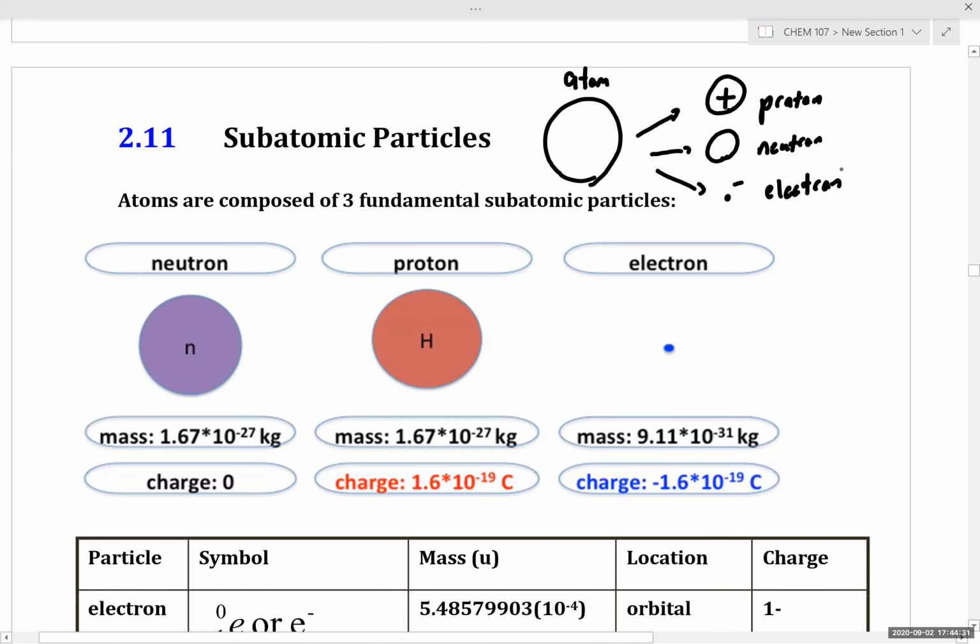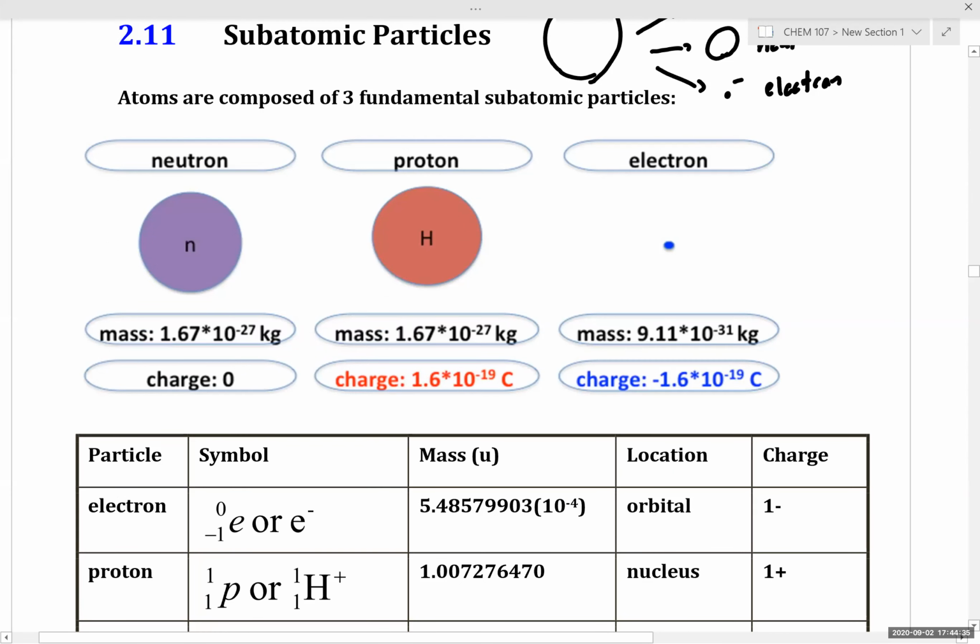So, what do I need you to know about these protons, neutrons, and electrons? Neutrons are neutral. They have a charge of zero. Protons have a charge of plus one. Electrons have a charge of minus one.